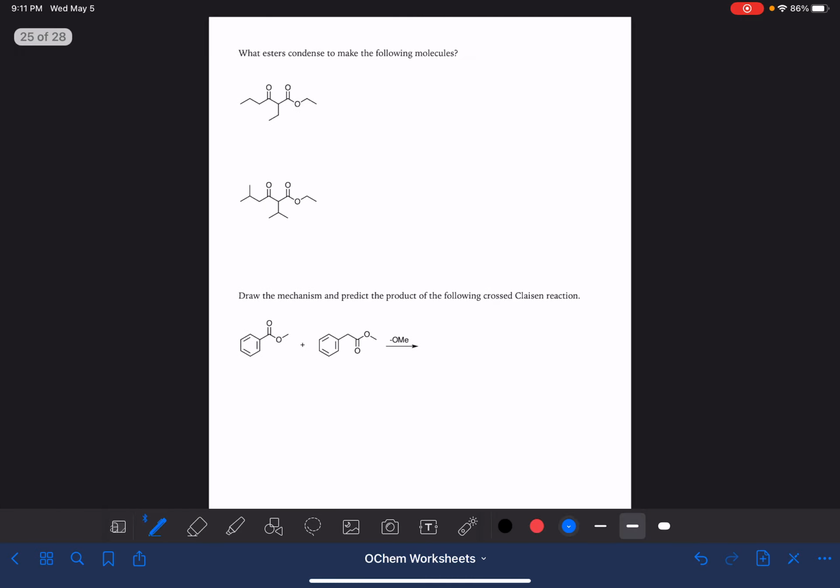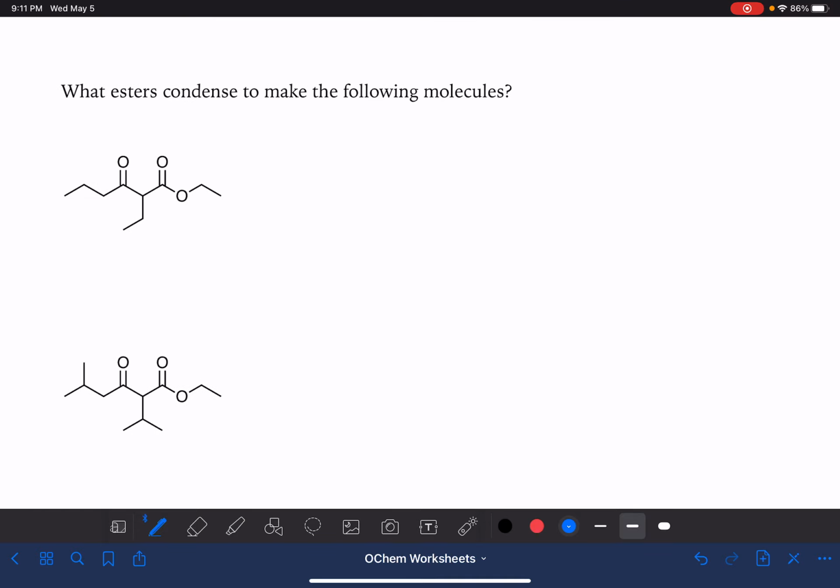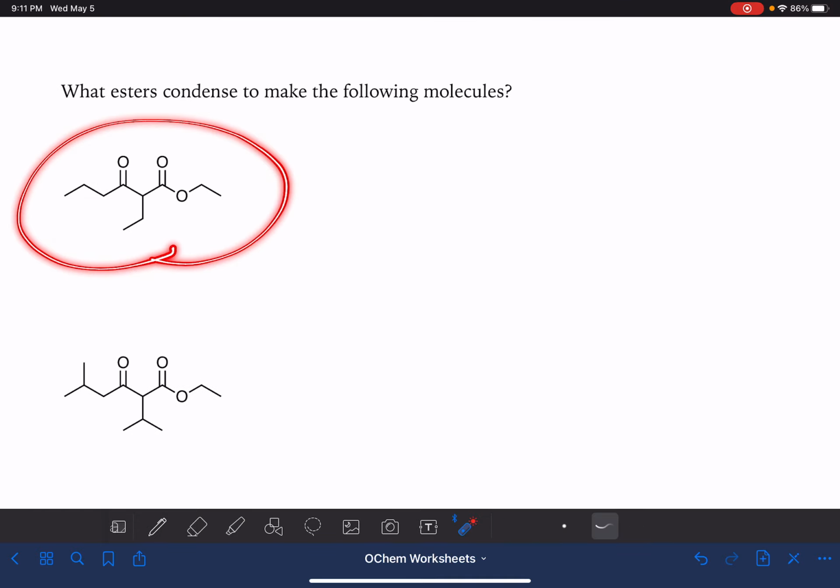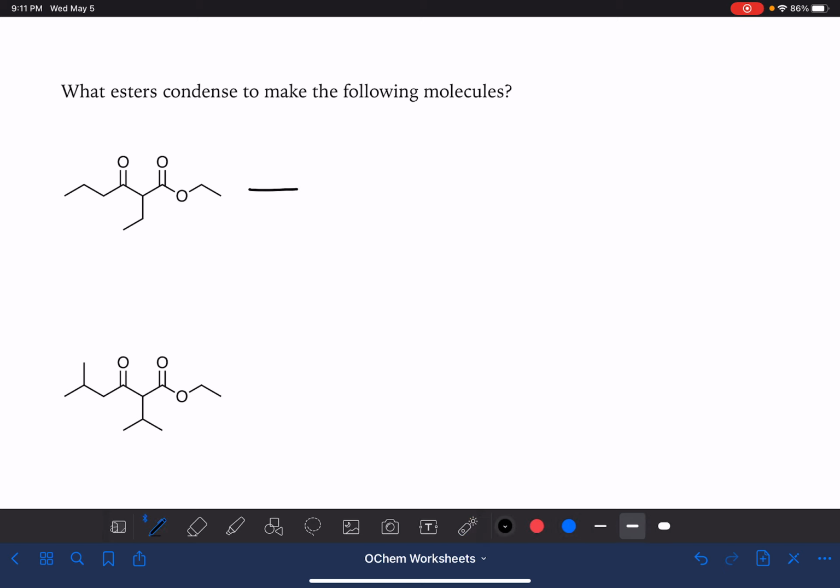Next, we are going to retrosynthesize. So we're going to be thinking about what two esters we could combine to give this particular molecule. Again, we're not asked to draw a mechanism here, just predict the esters that we need to combine to get this product. When we're looking at this particular product, we're going to be able to find the whole entire structure of one of the esters in this molecule. That's my first goal, to find that one completely intact ester.